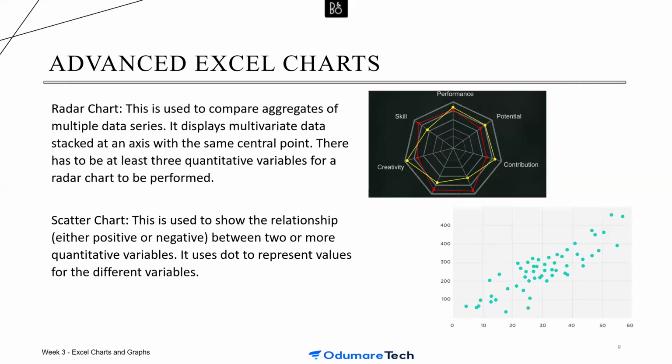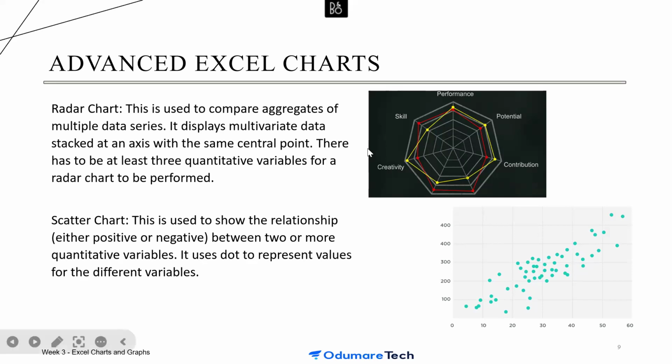So what we are trying to talk about here is there has to be at least 3 quantitative variables for a radar chart to be performed. So what this is saying is that 3 quantitative variables means you have to have 3 quantitative columns that can help with the radar chart. At least 3. You can have more than that.